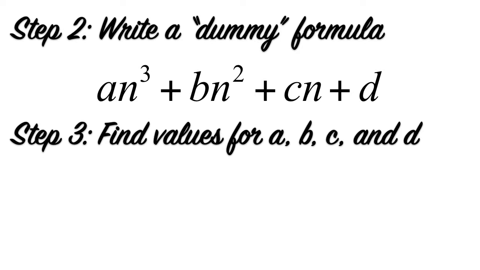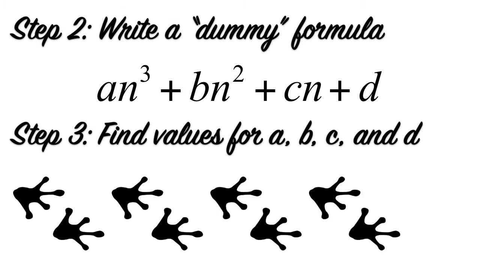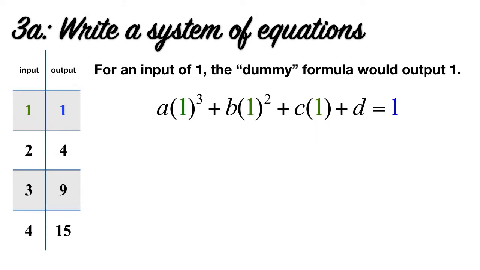Now, the reason this is called a dummy formula is because a, b, c, and d are only dummy placeholders. We need to find what specific values should go in for a, b, c, and d. Values that will help us to generate the sequence 1, 4, 9, and 15. To find those specific values for a, b, c, and d, we break step 3 into a series of smaller steps, starting with writing a system of equations.